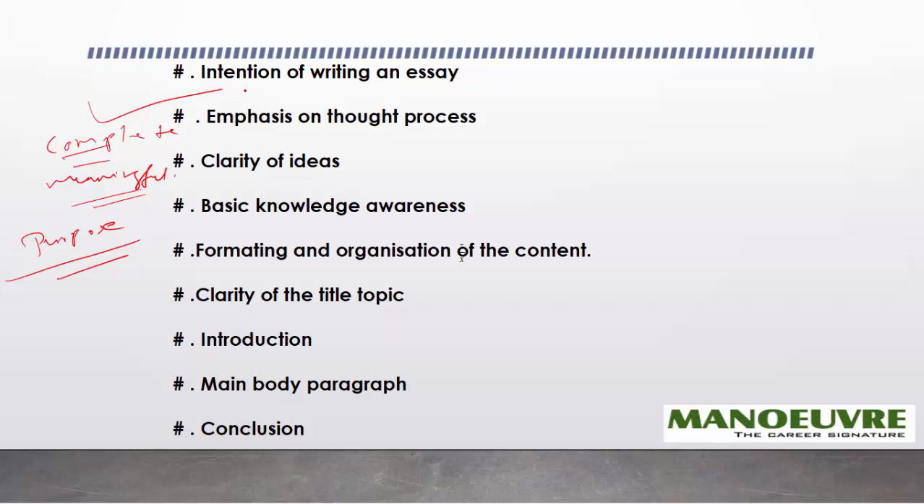Let's see what are the things which we'll keep in mind while formulating a good essay. First of all, we should be clear with our intention of writing an essay. Why do we usually write an essay? What is the purpose, the underlying purpose of writing an essay? Then, emphasis on thought process. What do we think? How do we think? And in what direction do we think? That is the main idea, the main gist, the main striking feature of our essay.